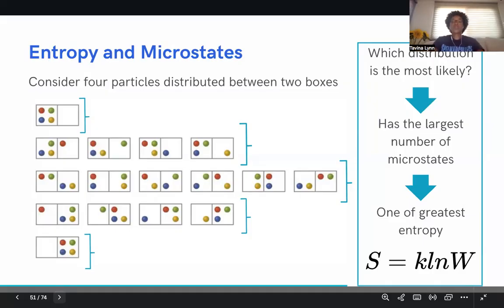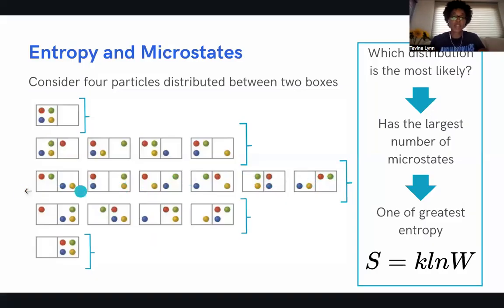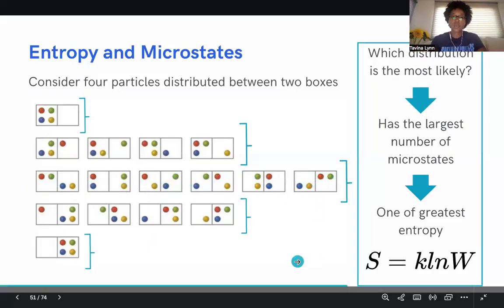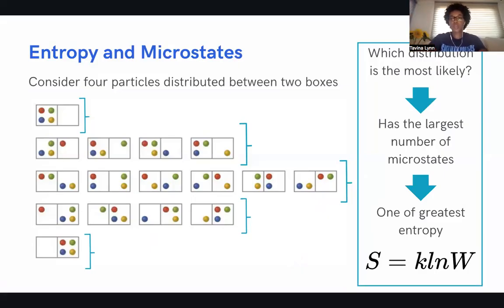So the one that results in the greatest entropy is the distribution that's most likely, which in this case is our even distribution. Remember, we talked about that before when we first introduced entropy. A uniform distribution is most likely, and we see why mathematically, because it results in the highest entropy.